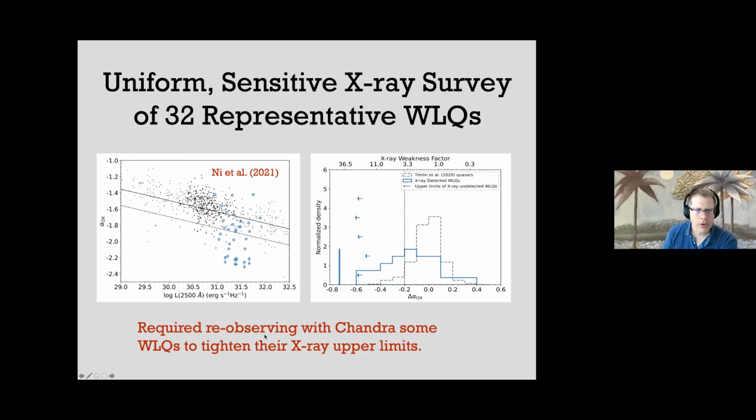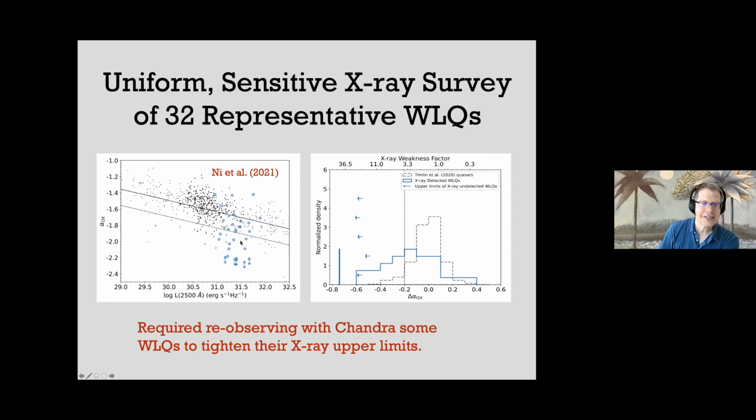And this has required reobserving with Chandra some weak-line quasars to tighten up their X-ray upper limits. We had some that weren't X-ray detected, but the limits were not as tight as we would have liked, so we're making them more sensitive. And these plots that I showed earlier in the talk are in fact coming from this uniform sample. So let's just define their properties in a fairly representative manner.